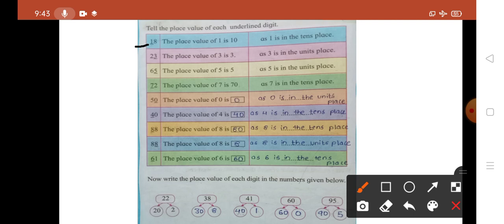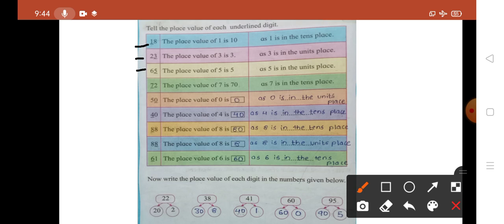Okay, the underlined number is in the tens place. So what will its place value be? The place value of 1 is 10, because it is in tens place. The next number is 23. The underlined number is 3. The place value of 3 is 3 as it is in the units place. Okay, now see the third one, 65. The underlined number is 5. The place value of 5 is 5 as it is in the units place.